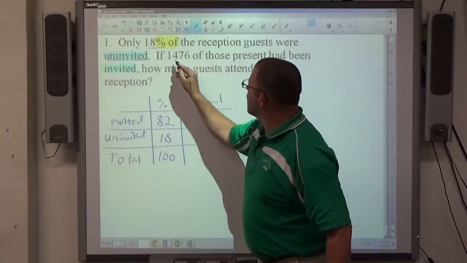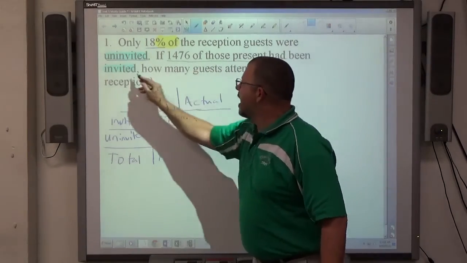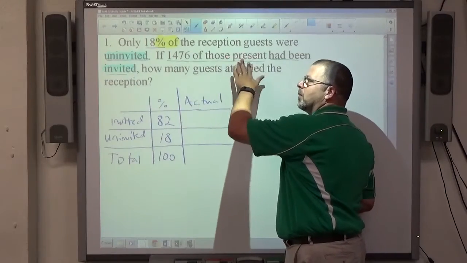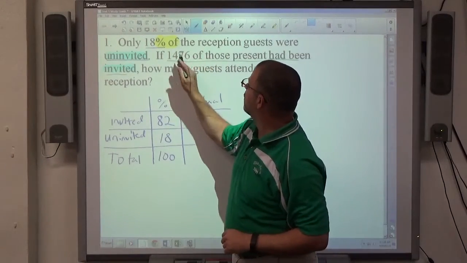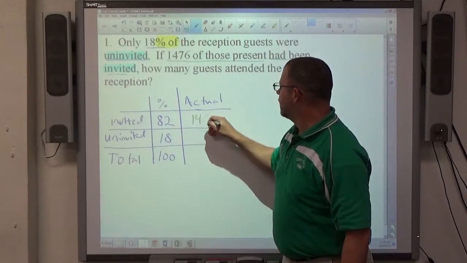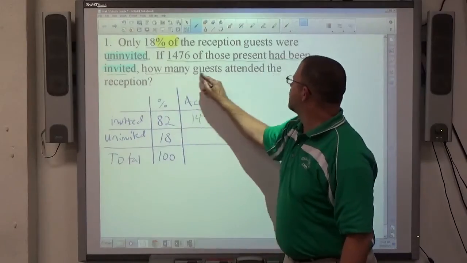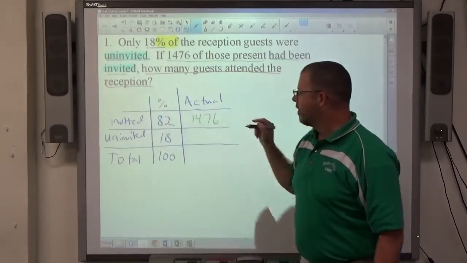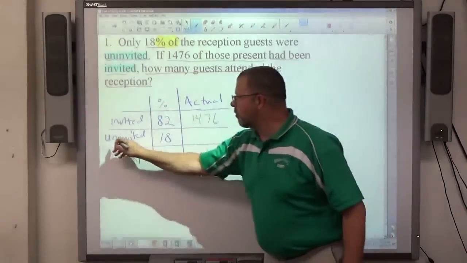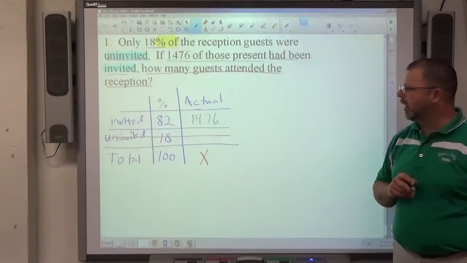The next thing says 1,476 of those present had been invited. Okay, that's not saying 1,476 people were at the party. They're saying 1,476 people at the party were invited. So that goes right here. And the question then asks, how many guests attended the reception? That would be the total number of guests. That's what we're looking for. So the uninvited number was necessary to get the 82, but at this point, uninvited is not going to help us get the right answer.